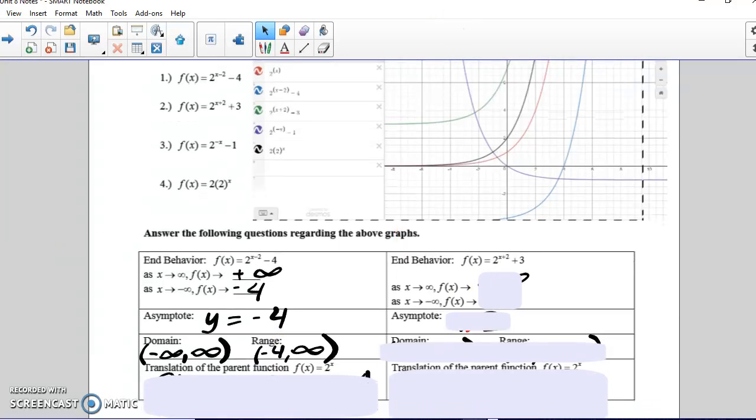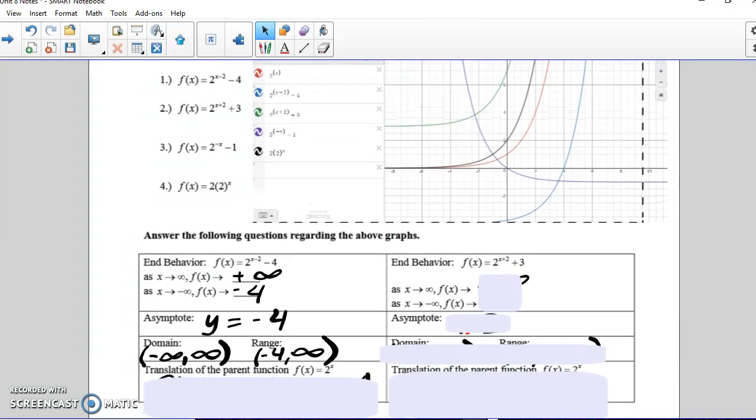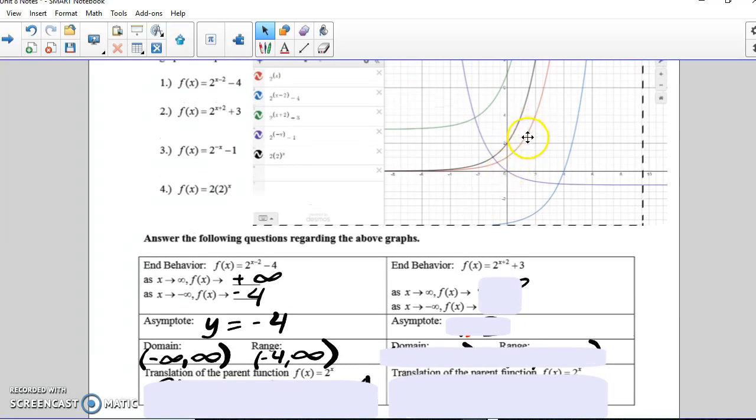And then finally, the last thing we want to do is identify the translation from this parent function. From the red, we can see that the blue function definitely went down, and it looks like it went over as well. But by how much? That's the question. Well, it went right 2 and down 4. So this point (0, 1) went to negative 4. Nope, it didn't. It went to (2, -3).